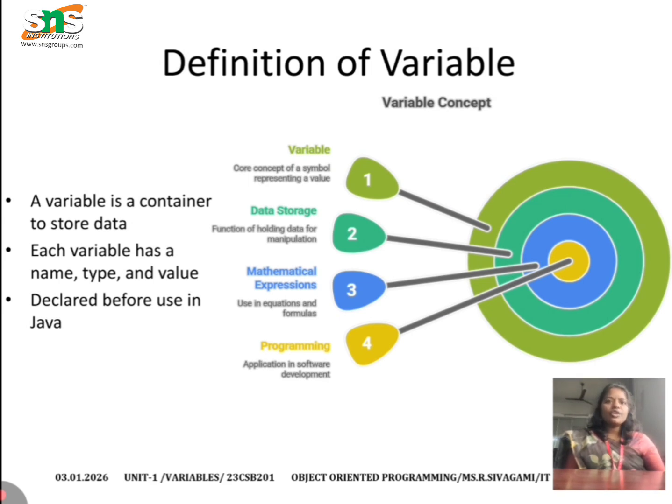The definition of a variable: a variable is a container, it stores data. Each variable has a name, type and value, declared before using in Java.